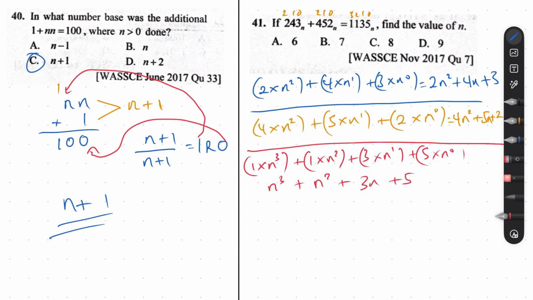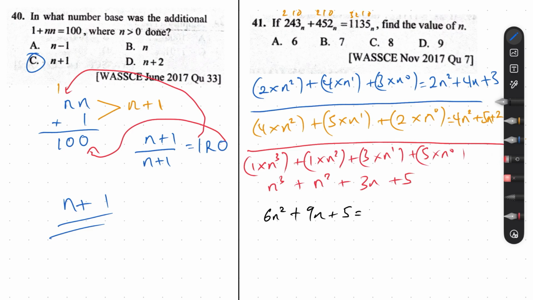So now we do what? We add everything and then we equate. So we're going to have 2n squared plus 4n squared, which is 6n squared, plus what else? 4n plus 5n is what? 9n. Then 3 plus 2 is what? 5.